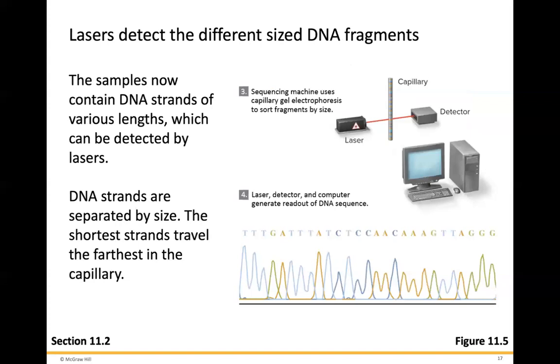The samples now contain DNA strands of various lengths, which can be detected by lasers. And what happens is the sequencing machines use capillary gel electrophoresis to sort the fragments by size. The DNA strands are separated by size. The shortest strands travel the farthest in the capillary. The laser detector and computer will then generate a readout of the actual DNA sequence.